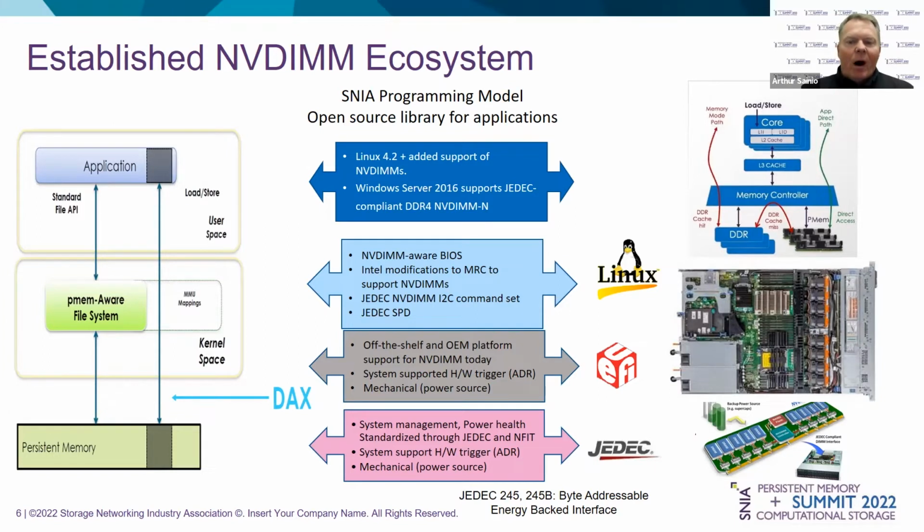Lastly, the NVDIMM system power management on the bottom. You have to have the power and health monitoring for both the NVDIMM and for the power backup source. This also includes the hardware triggering mechanism, ADR, asynchronous DRAM refresh. The DRAMs need to be put in self-refresh before they're written to. And then you have to have some type of power source to back up the DRAM while the data is being transferred to the flash.